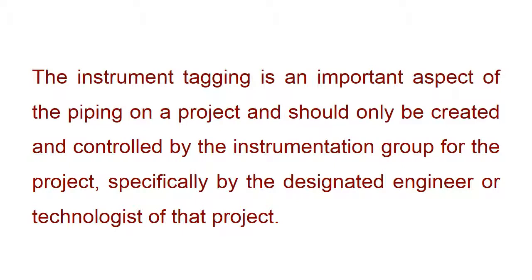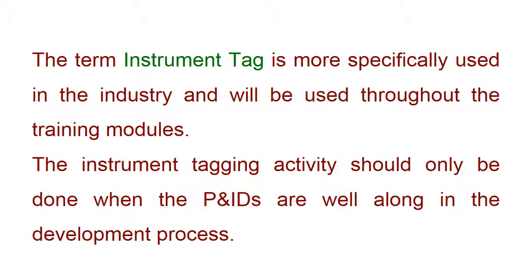The instrument tagging is an important aspect of the piping on a project and should only be created and controlled by the instrumentation group for the project, specifically by the designated engineer or technologist of that project. The term instrument tag is more specifically used in the industry and will be used throughout the training modules. The instrument tagging activity should only be done when the P&IDs are well along in the development process.